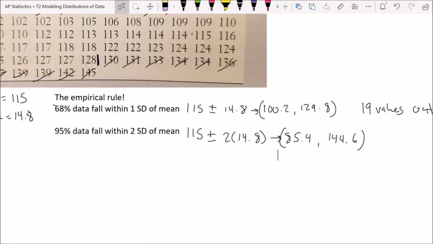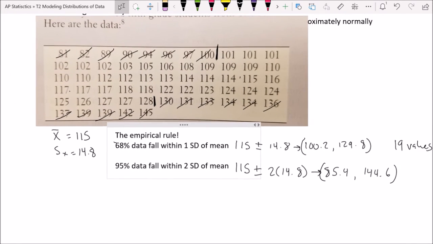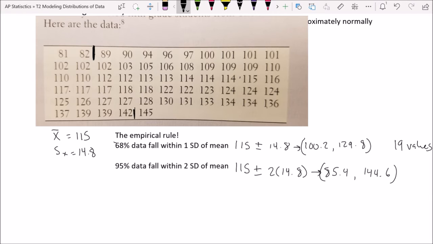So now I'm going to go back to the data set. A minute ago, I crossed off a lot of stuff. I'm going to erase all that because now that's covering up data that I need to see. And so we're going to go back again. 85.4, where is the cutoff? That's in between these two. And 144.6 would be right in here.